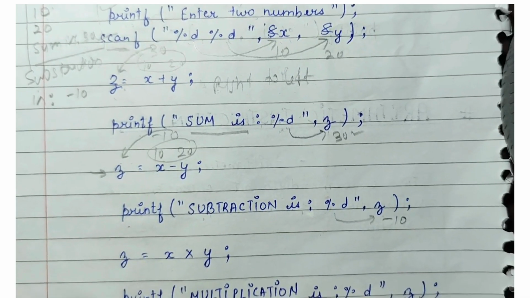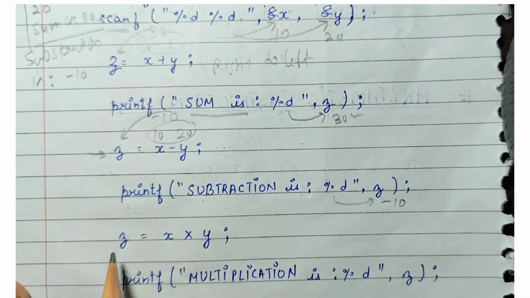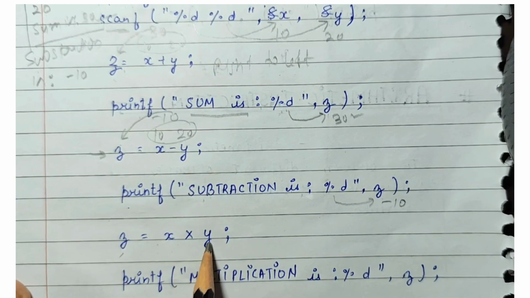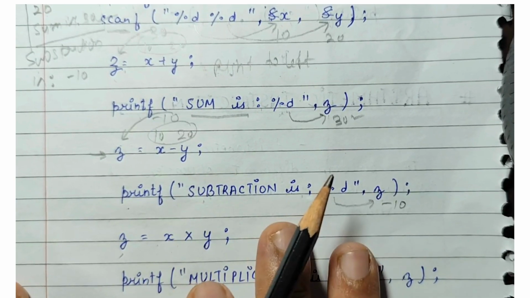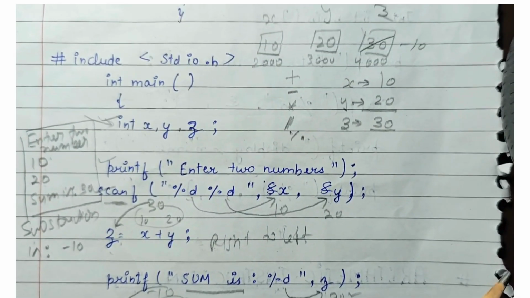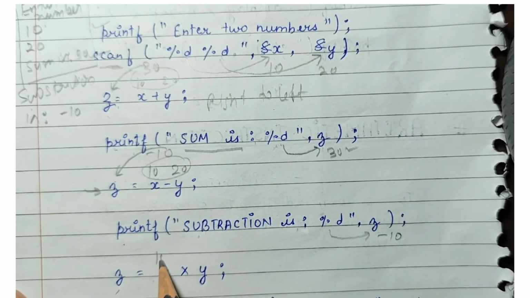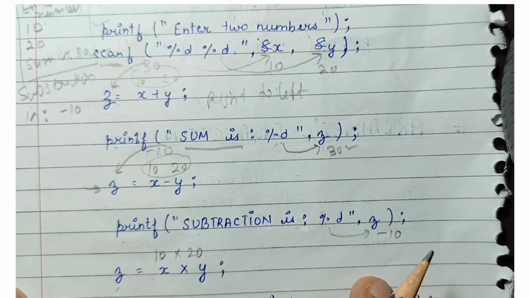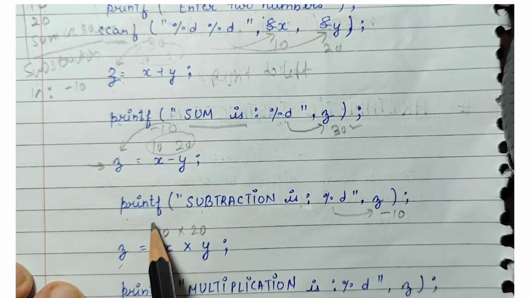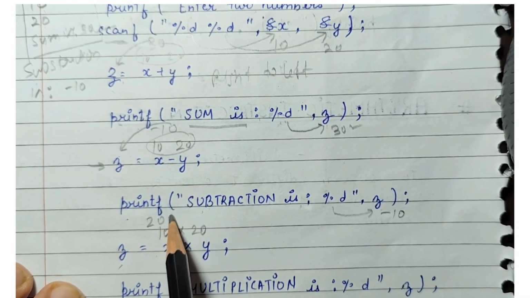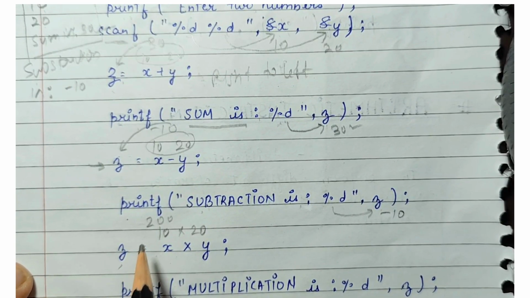After this, if you want to perform multiplication, for multiplication I write z = x * y. What is the value of x? x has a value 10, y has a value 20. So 10 into 20 becomes 200. Okay. So where does the 200 value go? 200 goes to the z variable because of this equal to operator.